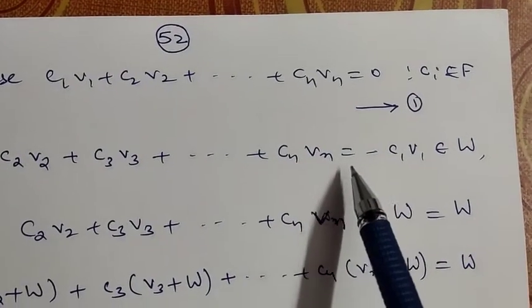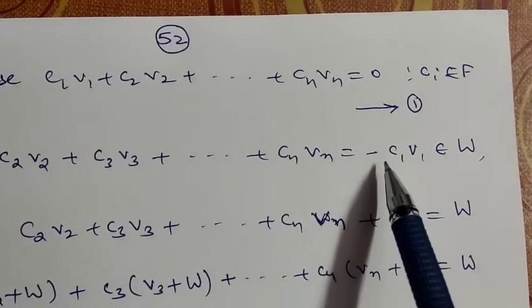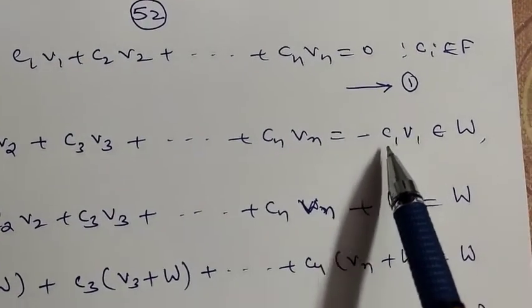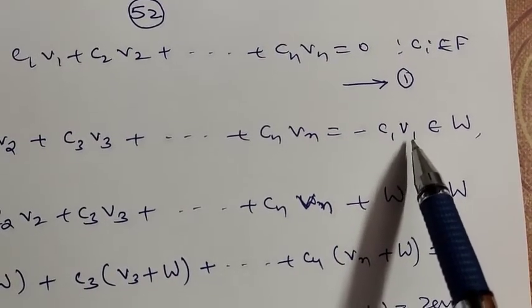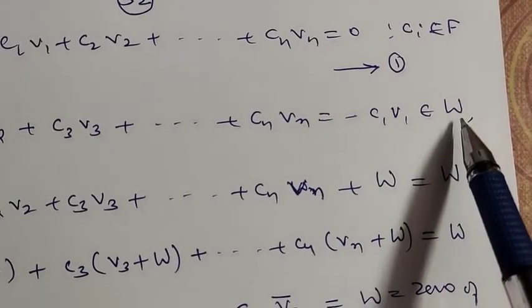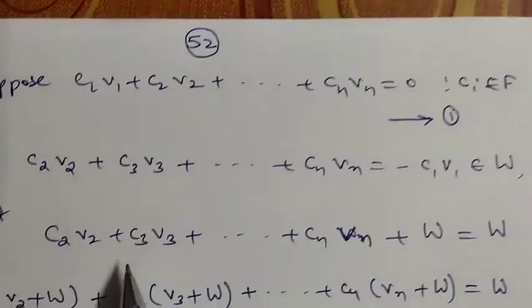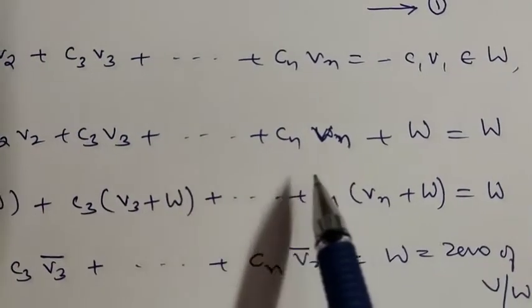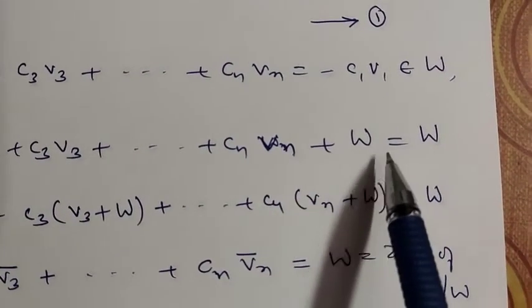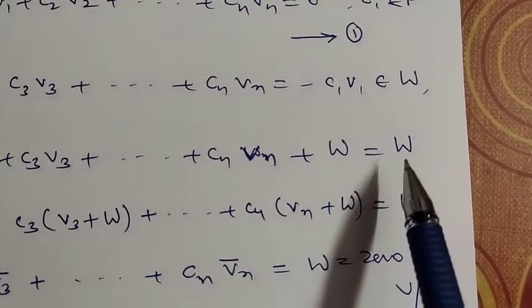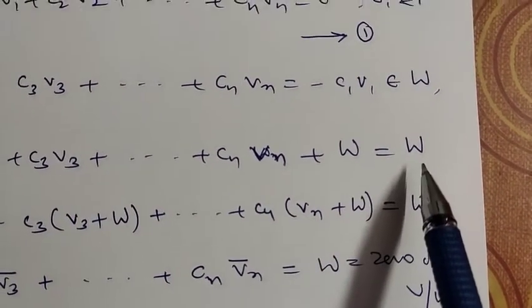cn vn is equal to... I will transform the first term to the right-hand side, this becomes minus c1 v1. c1 v1 is a multiple of v1, so definitely this belongs to W. Therefore c2 v2 plus c3 v3, etc., cn vn belongs to W, which means, plus W is equal to W, because x belongs to W means x plus W is equal to W.